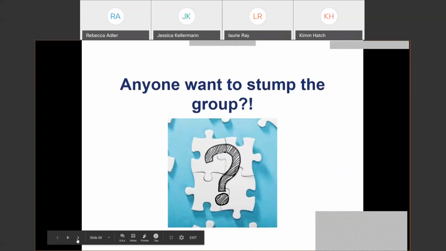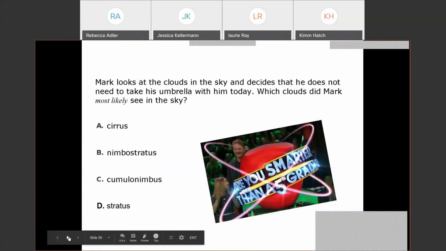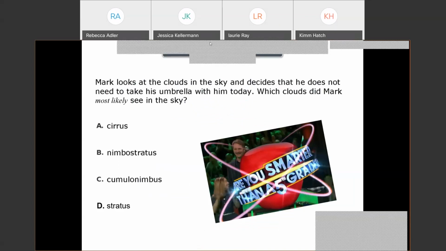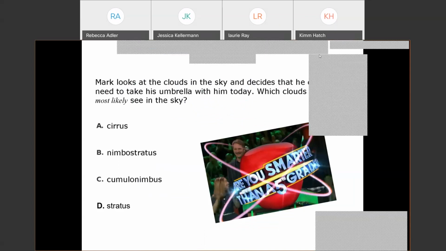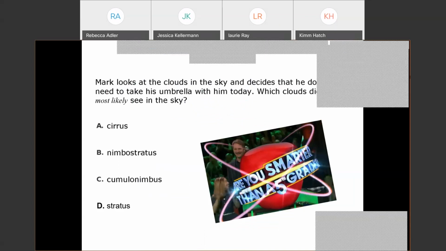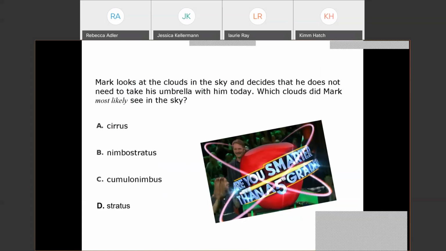So the answer to that one would be, because it's saying that we don't need an umbrella, it means there's going to be no rain, and nimbo means rain. And stratus clouds are the dark gray clouds. So it'd actually be a cirrus cloud. They're the wispy ones. That means change is coming. So it's going to be raining in the next few days, but it's not raining that day. So I don't know if any of you knew that one.